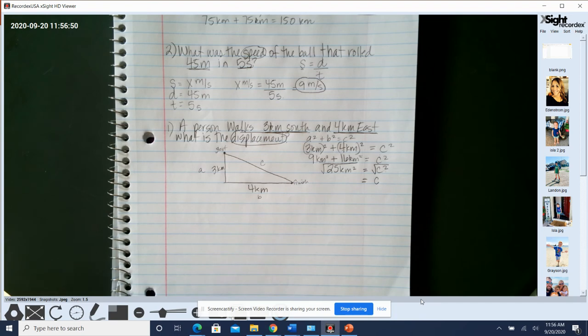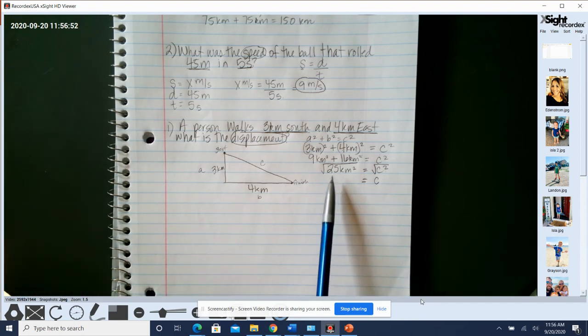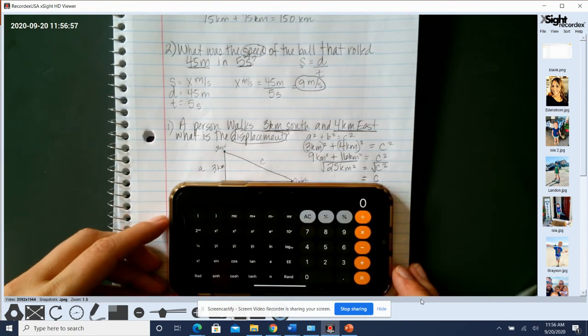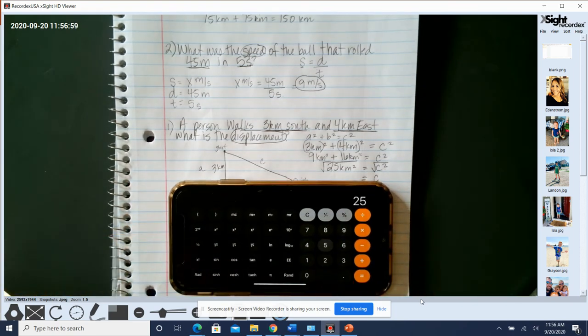Now, some of you might already know what times what equals 25. But if for some reason you struggle on that, you will need to have a scientific calculator to do the square roots if you don't know how to do them in your head. On my calculator, it's this little button here that says square root, x inside, and there's a 2 on the outside. That's square root. When I click that, it gives me the answer of 5.